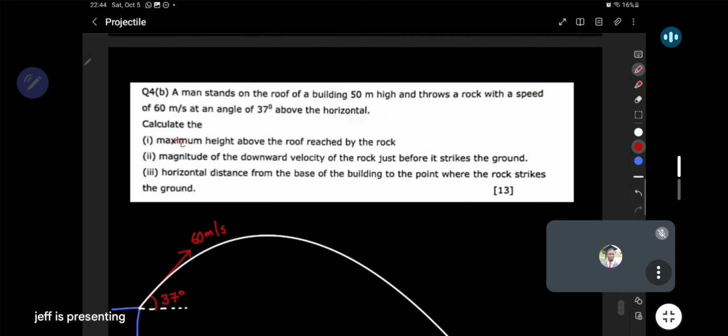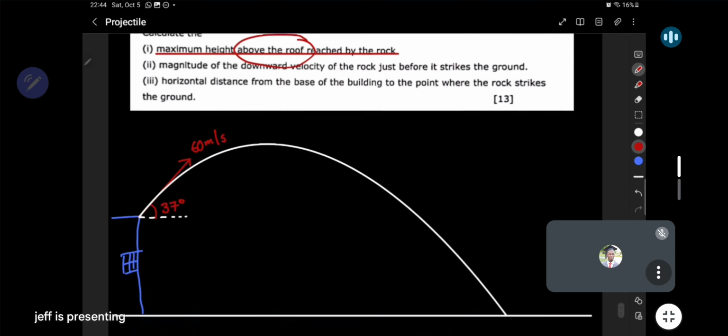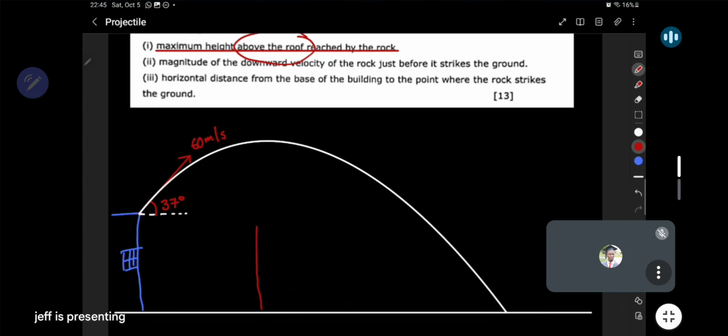So this shows the trajectory that the rock is going to follow. In the first part, they're saying calculate the maximum height reached by the rock. So the maximum height above the roof. Follow the language and how they are phrasing it there. They could say above the ground. Above the ground would have to be from here all the way up to the maximum height. But in this case, they're asking for the maximum height above the roof. The roof is here, so the maximum height above the roof would be just this part here. So that is what we're going to go for.